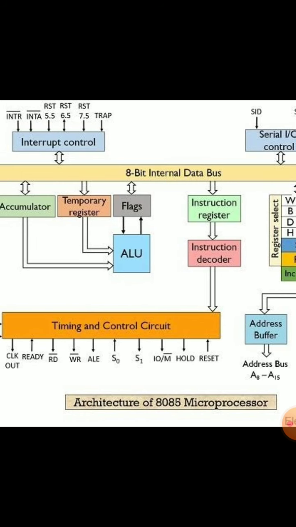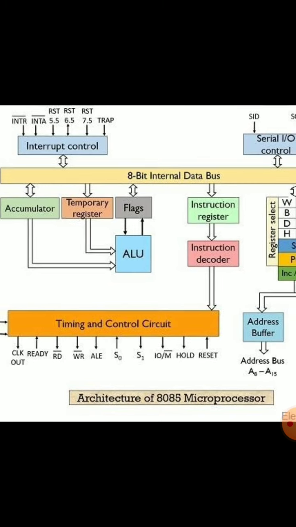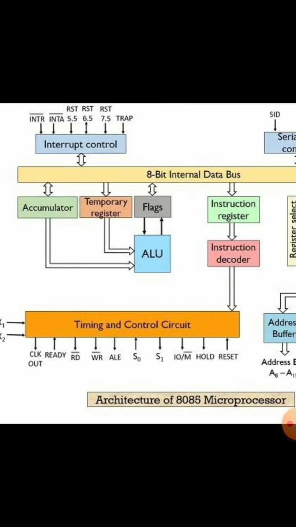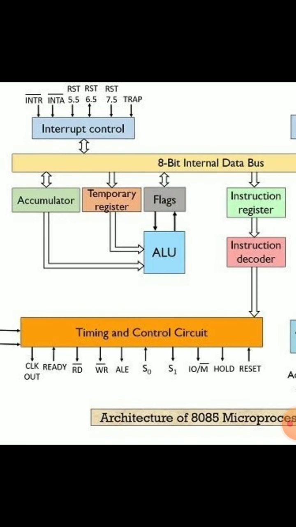Next, it has an 8-bit internal data bus. As I already told, it is an 8-bit data bus. Now let us come to the accumulator concept. What is the accumulator function? I am going to explain each block's functionality clearly. Here the accumulator is an 8-bit register, called the A register. The main function of the accumulator is that it is always associated with the ALU, the arithmetic and logical unit.